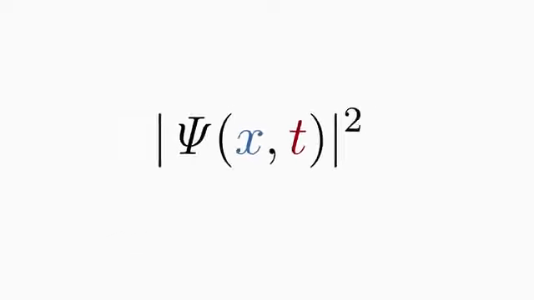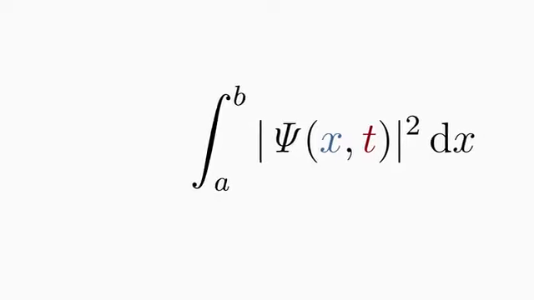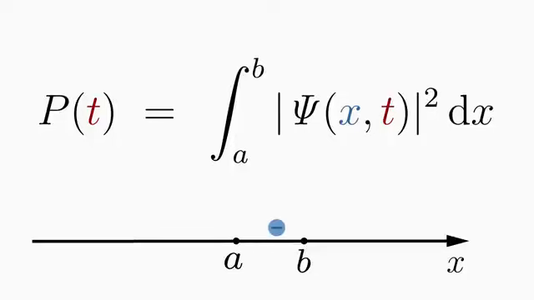If you integrate the probability density, that is the squared magnitude of the wave function, over the location x within the length between a and b, then you get a probability p of t. The integral of the squared magnitude indicates the probability p of t that the particle is in the region between a and b at the time t. In general, the probability to find the particle at a certain location can change over time.